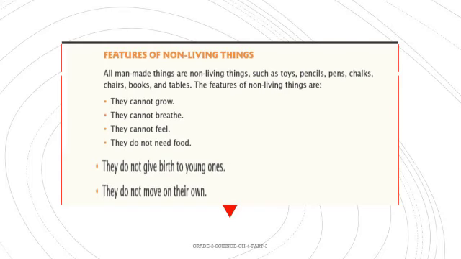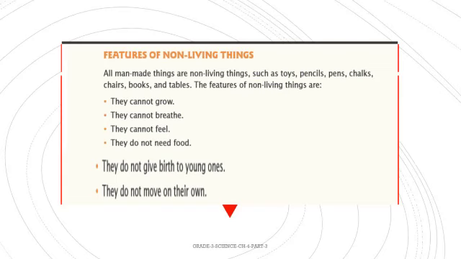The next property is they do not give birth to young ones. And the last one is they do not move on their own. So do your chair and table move on their own? No. We will move, then only they are going to move. So these were the properties. Let us see once again. Non-living things cannot grow, they cannot breathe, they cannot feel, they do not need food, they do not give birth to young ones, and they don't move on their own.